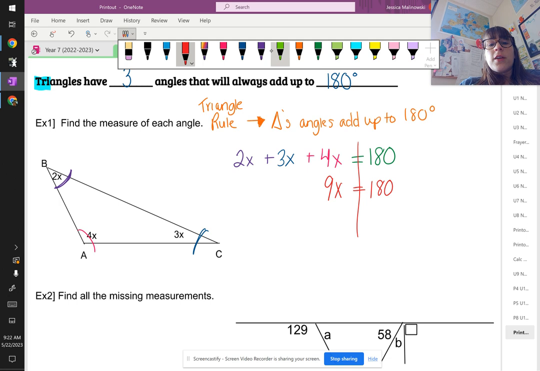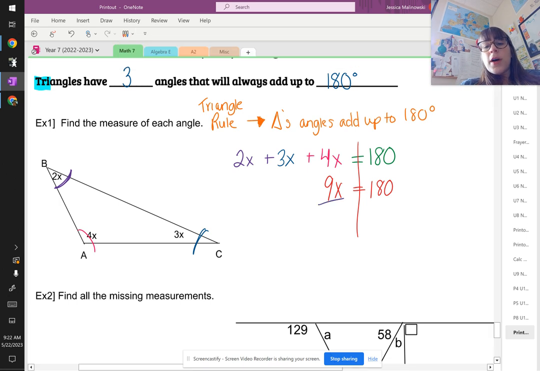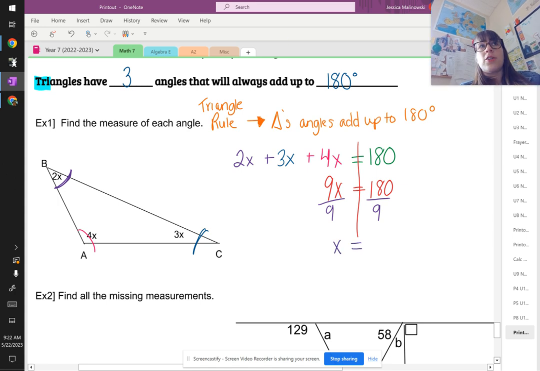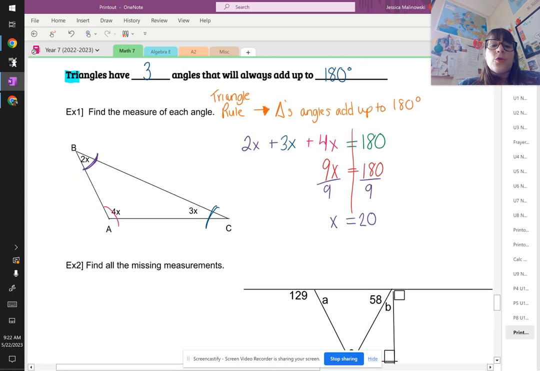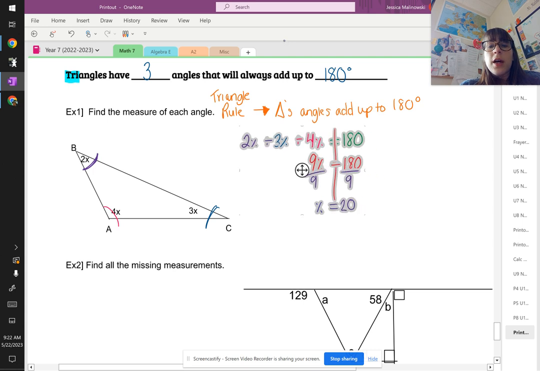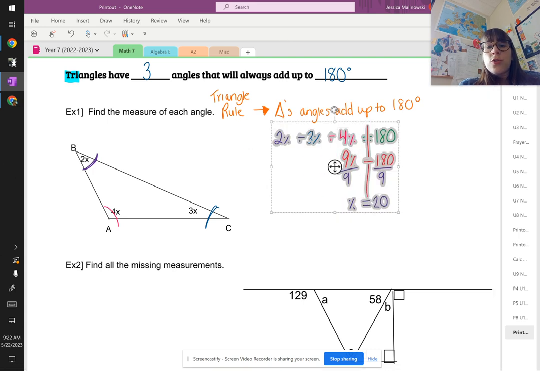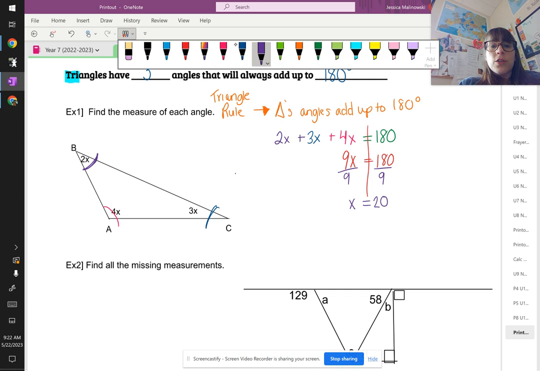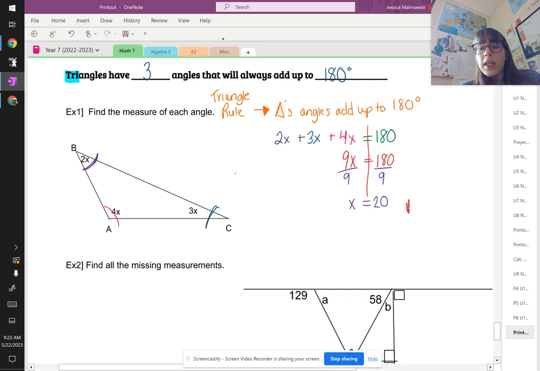Getting your variable isolated, that 9 is being multiplied by x, so you need to do the inverse operation to both sides and divide each side by 9. 180 divided by 9 is going to give us x equals 20. So now remember here, at this point, all we've done is solve for x. We have not done what the question is asking us to do and find the measure of each angle. So in order to do that, we need to go back and we need to plug it in. Plug it in, plug it in.